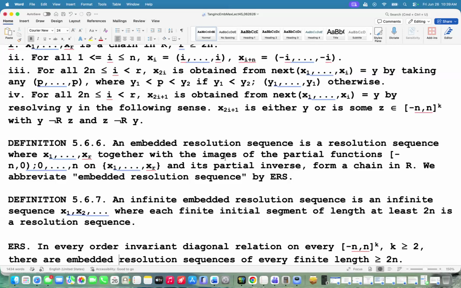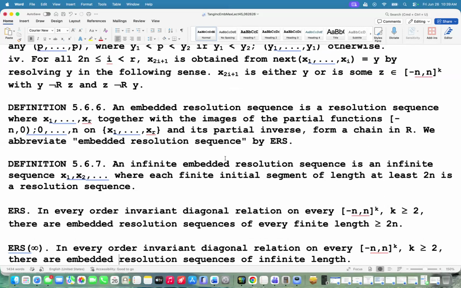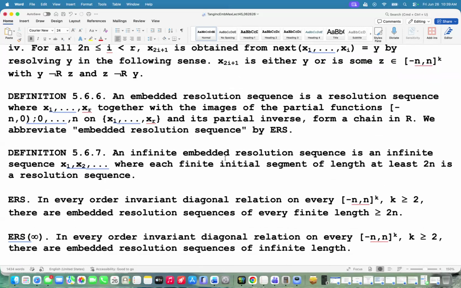Okay, so we have this statement ERS: in every order invariant diagonal relation on Q minus n and k, where k is at least 2, there are embedded resolution sequences of every finite length greater than or equal to 2. And then what does ERS infinity say? That I can actually get it to be of infinite length.